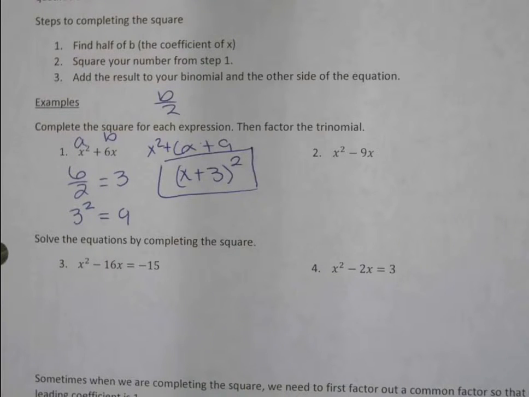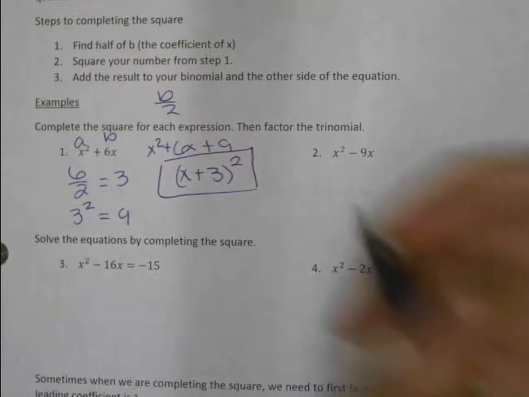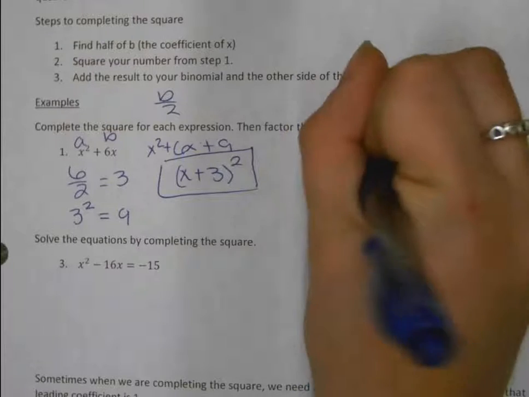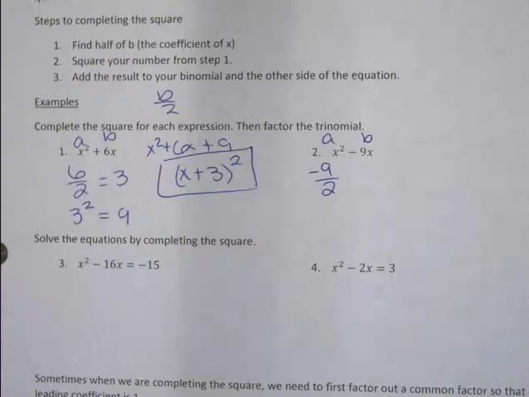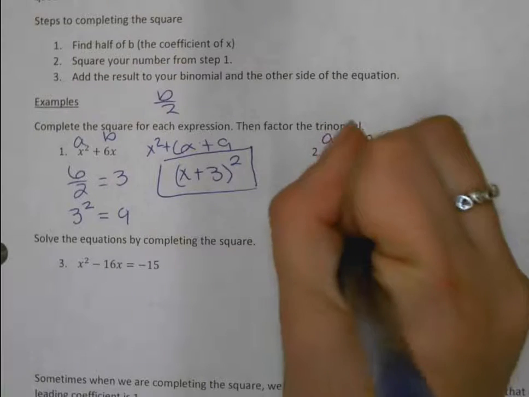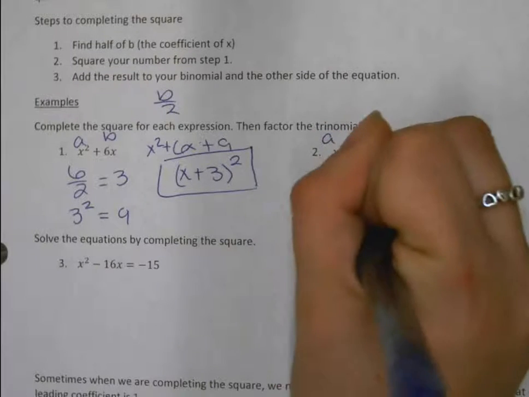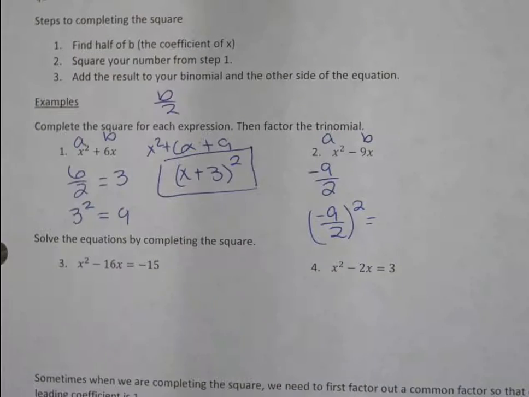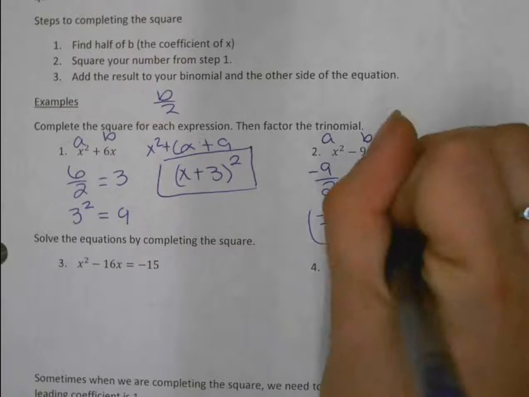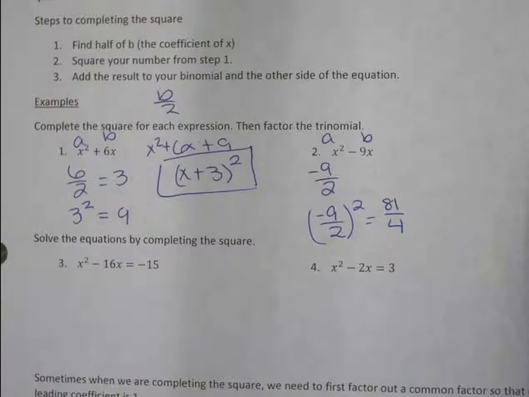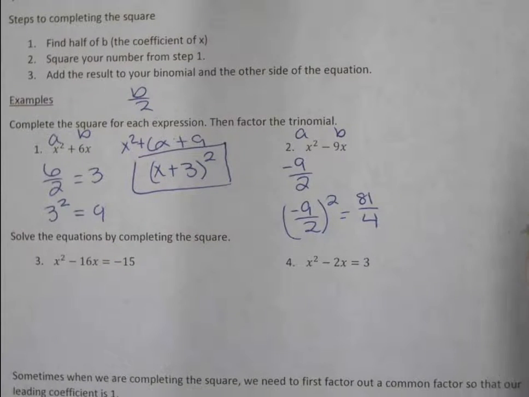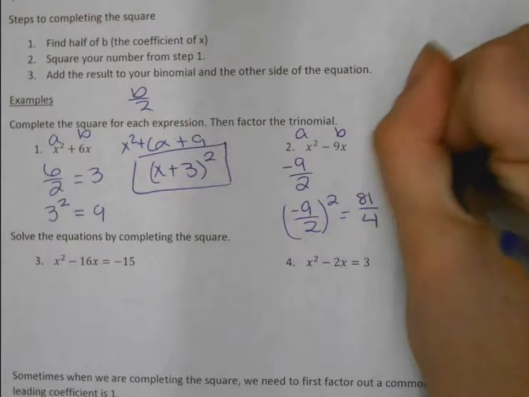Okay, so then I want to do the same thing for number 2. I have to figure out my b value. It's negative 9. So I am actually going to leave this as a fraction. Negative 9 over 2. So negative 9 over 2 squared is, what's negative 9 squared? 81. 2 squared? 4. Okay, so then I'm going to go ahead and add that to the end of my equation.